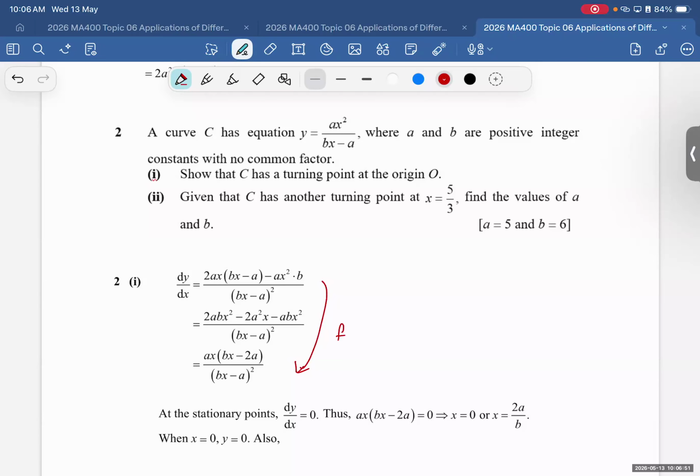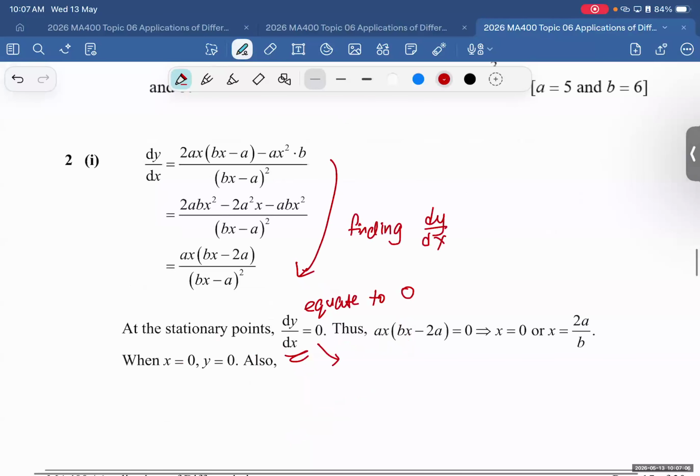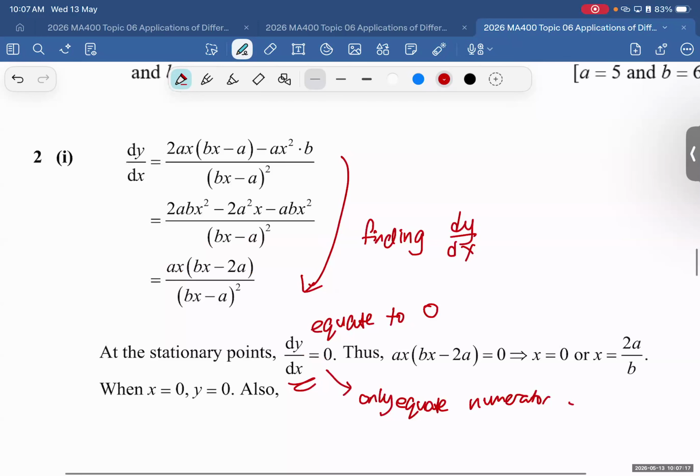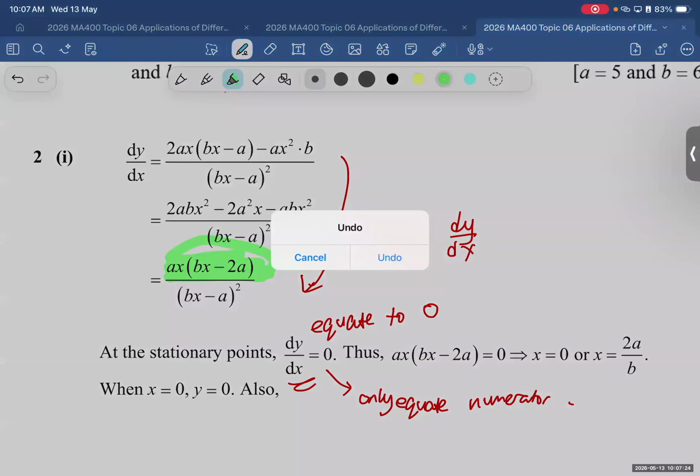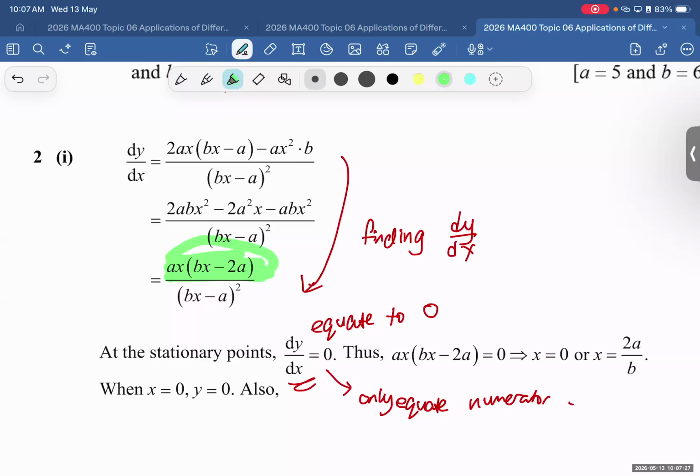So you can see here, I'm finding dy dx. What do I do after that? Then I equate to 0. When I equate to 0, you must remember, I only equate the numerator to 0. Clear so far? A fraction cannot equate denominator. Remember last time in the good old days, I always tell you, if you can, put your dy dx as one fraction, factorize it, so that it is easy to equate and solve.